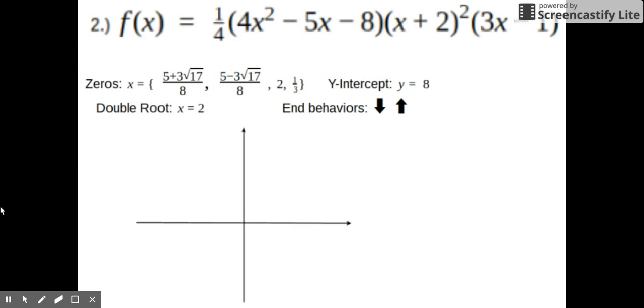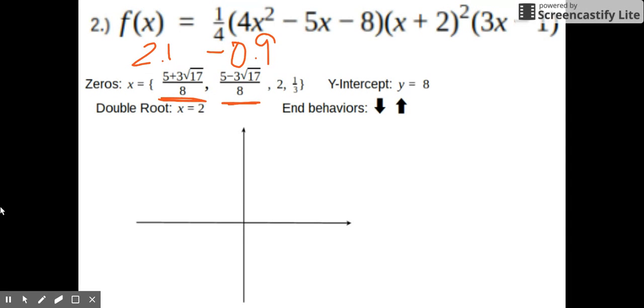So number 2, I have to start by finding the decimals. If you haven't found the decimals for 5 plus 3 square root of 17 divided by 8 and 5 minus 3 square root of 17 divided by 8, I want you to stop the video right now and plug these in your calculator. Remember, do the whole top, press equals, then divide it by 8 each time. Okay, so hopefully you got 2.1 for this one and -0.9 for this one.